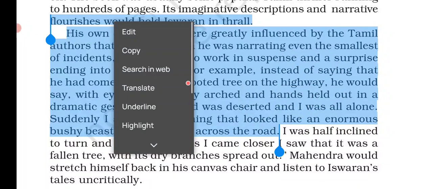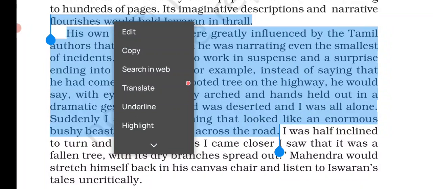Right? So in this paragraph you will find why he is known as Ishwaran the storyteller, the great storyteller. That is because his descriptions were greatly influenced by the Tamil authors that he reads. So if you ask him to describe even the smallest of incidents, how will he do it? He will not narrate the smallest of incidents without using suspense and surprise, right?